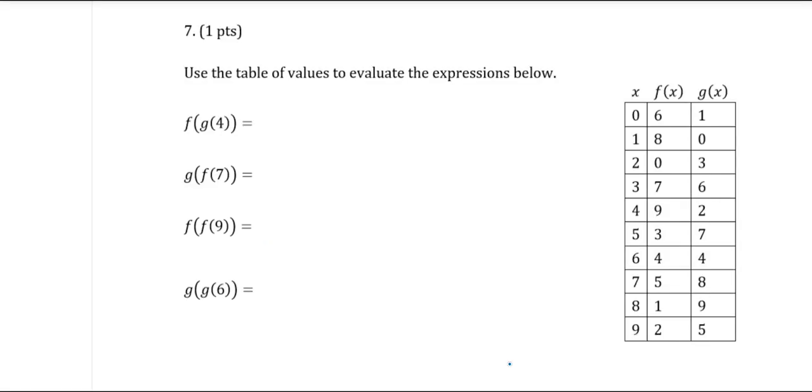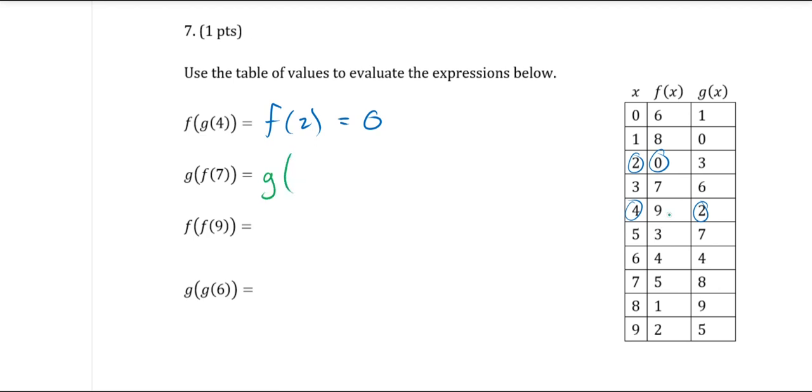Now the same maneuver can be done that we just did with this graph by using a table, which also tells us the values given certain inputs. If I look at g of 4, I need to use my x input of 4 to get 2. And so f of g of 4 is f of 2. Now what's f of 2? We go to 2 and look at f. That gives me 0.